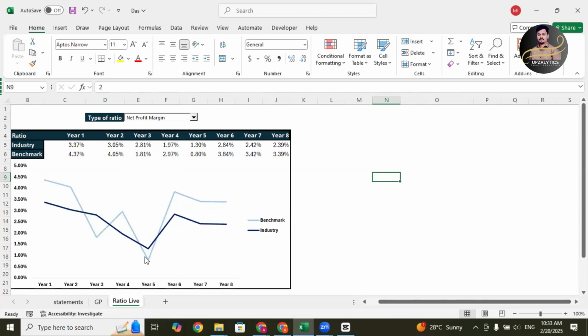We can see the net profit in year 5. The industry is higher than the benchmark. It's relatively good. So something like that will be understanding the ratio by comparing with our specific competitors. So this is all about profit and return ratios.